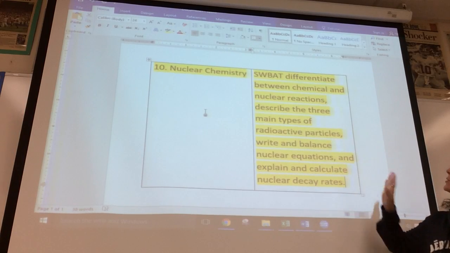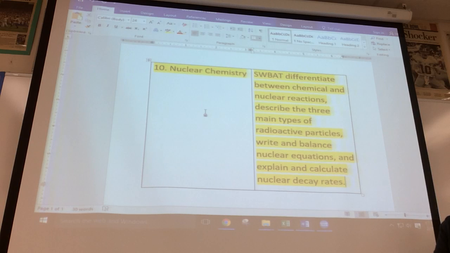So in this chapter, you want to be able to differentiate between chemical and nuclear reactions. That'll be very straightforward for you. You are all extremely strong at balancing equations. You'll describe the 3 main types of radioactive particles, that is alpha, beta, and gamma. We'll talk about those, and then we'll write balanced nuclear equations today as well. You'll get some practice time in.